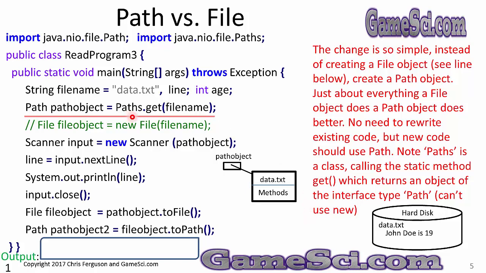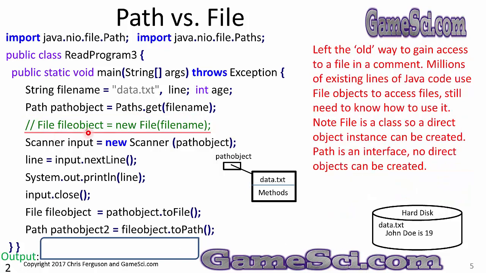So this is the new line of code that replaces the old line of code that used to create a file object. There's the old way we used to do it: File object equals new File name. I left the old way to gain access to the file in a comment. Millions of existing lines of Java code use file objects to access the file. You still need to know how to use it. Note, File is a class, so a direct object instance can be created. Path is an interface. No direct objects can be created. You have to use that get method to get a path object.